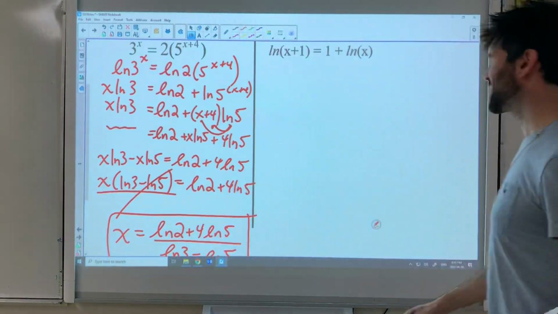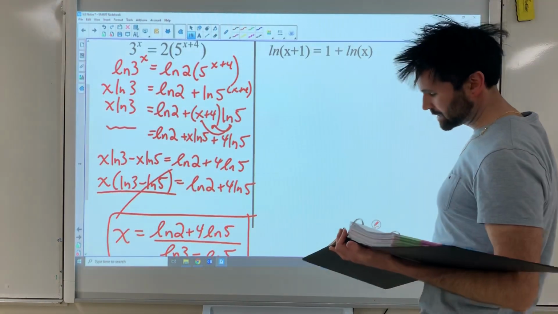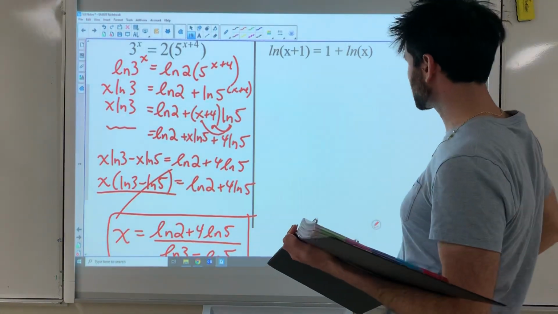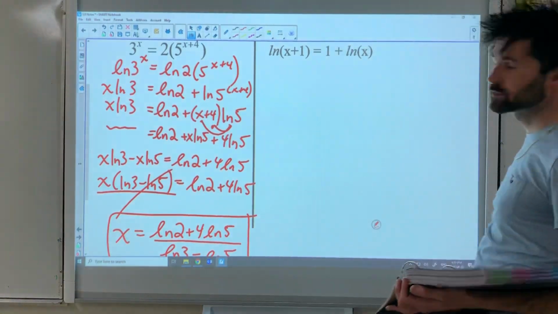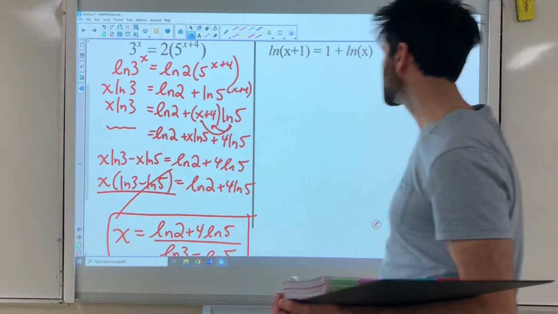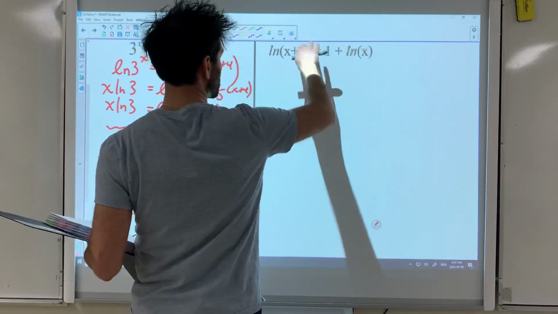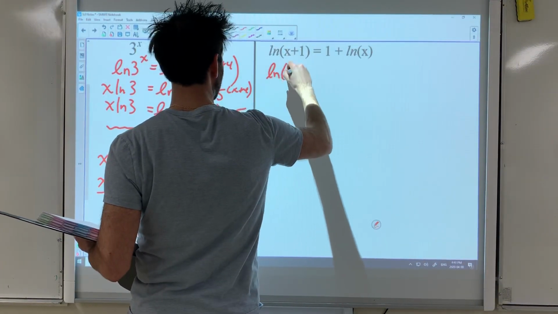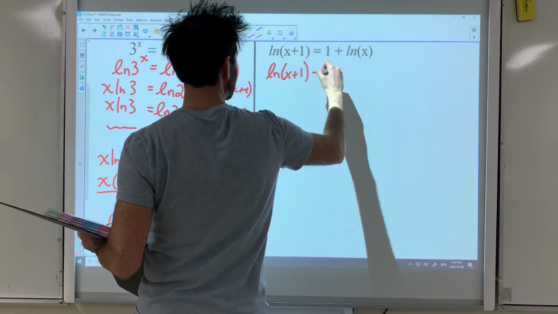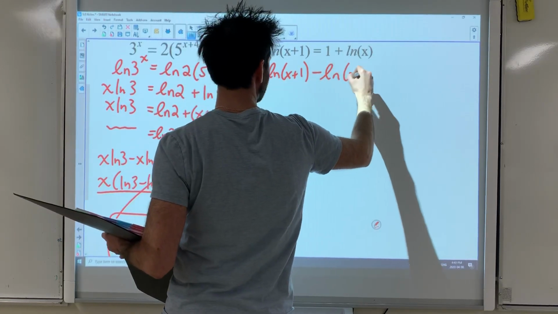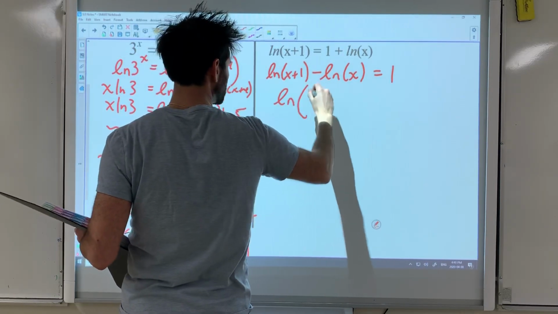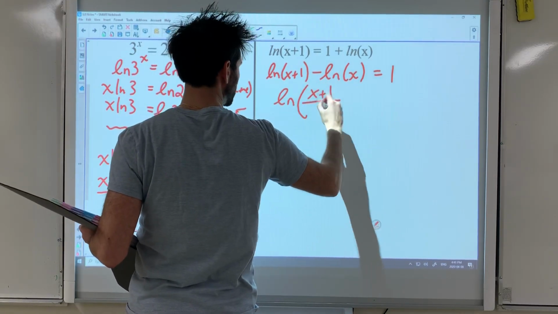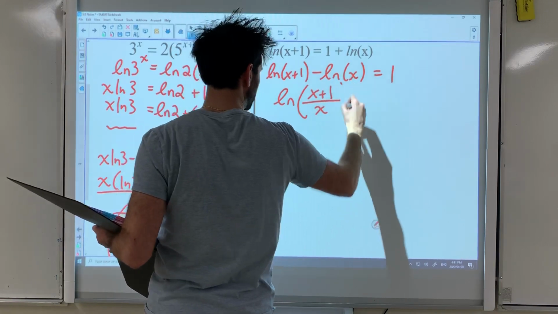All right. Well, what if you had one like this? Well, these are the variety where you need to either combine it down into one log, right, and then use exponential form. Now, which is what we're going to do. So let's move this over to this side. So you're going to get negative ln x equals 1. Now I can do quotient law. So first argument divided by the second one.